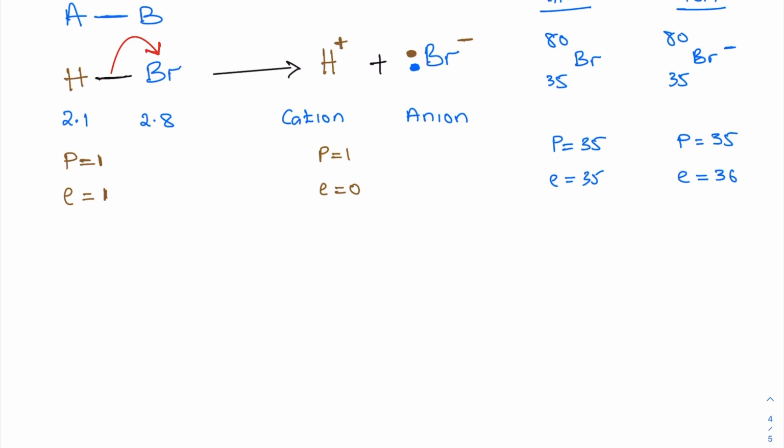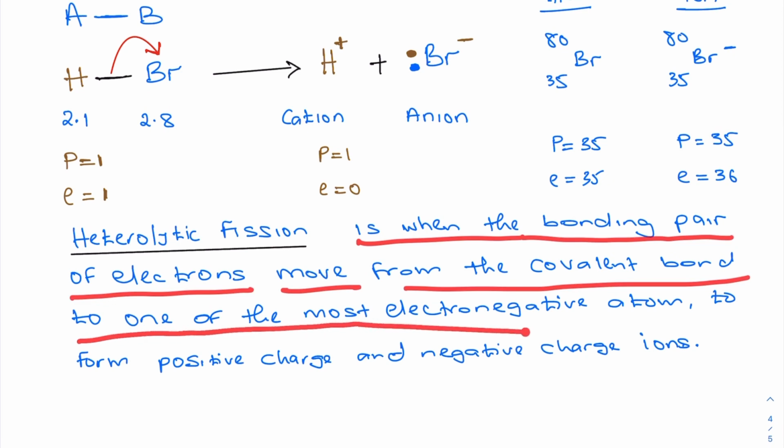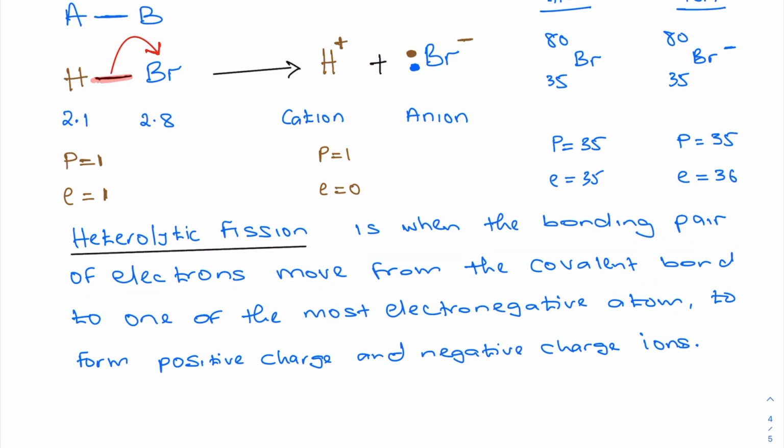Okay, let's define heterolytic fission. Heterolytic fission is when the bonding pair of electrons move from the covalent bond to the most electronegative atom. Here's the covalent bond, and there are 2 electrons here, one from hydrogen and one from bromine, and bromine is the most electronegative atom, so these 2 electrons will move from there to bromine with a double arrow indicating 2 electrons, 1 electron, 1 electron, to then form a positive charge ion, that's the positive charge, and a negative charge ion, that's the negative charge.